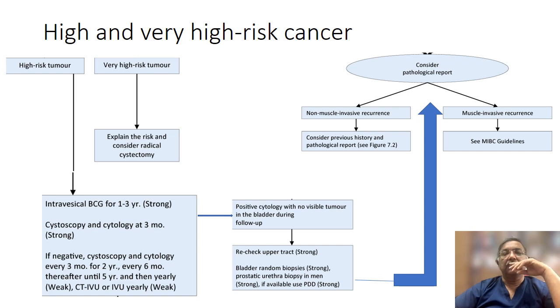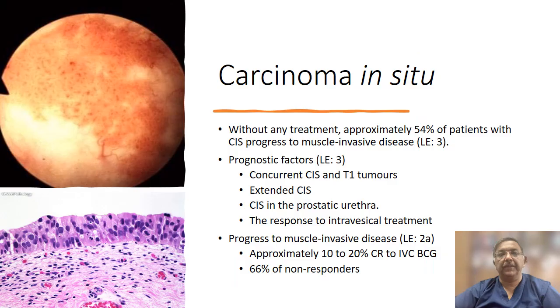So if the biopsy shows non-muscle invasive recurrence, consider the previous histological report and then treat these patients accordingly. If there is muscle invasion, then obviously look into the muscle invasive bladder guidelines, which essentially tell you that you need to do radical cystectomy as an option, with or without chemotherapy.